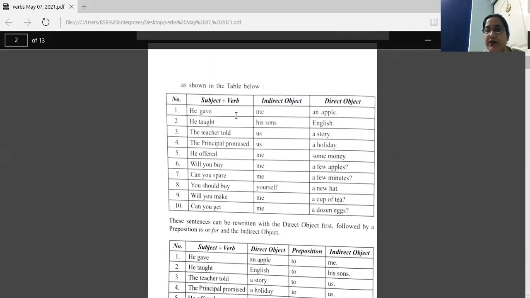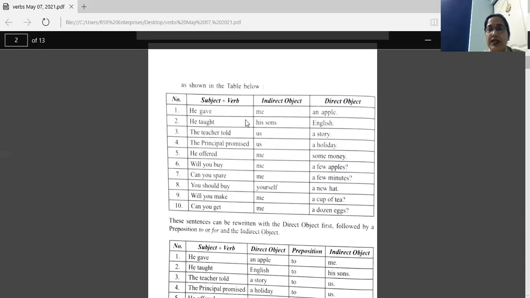He gave me an apple. He is the subject, gave is the verb. After that, we have two objects given here, me and an apple. Me is a person, so it is the indirect object, and apple is a thing here, so this is the direct object. And what we studied in the previous point, the indirect object usually comes before the direct object. So before an apple, we are writing me.